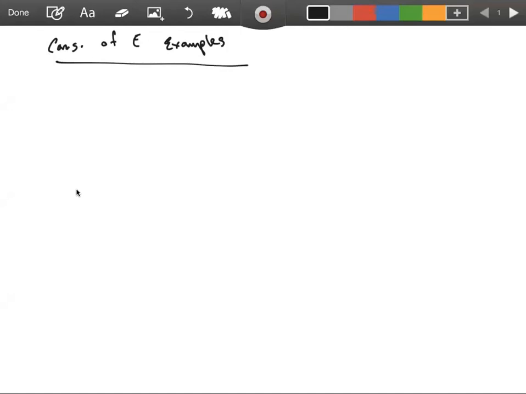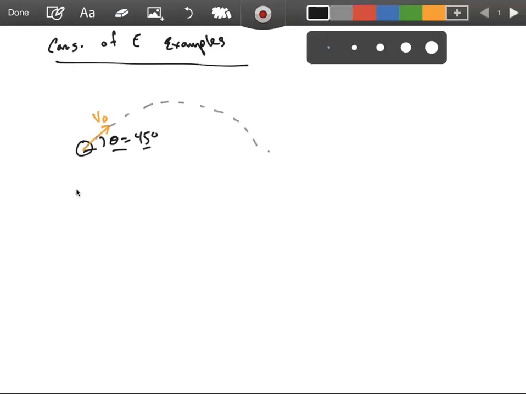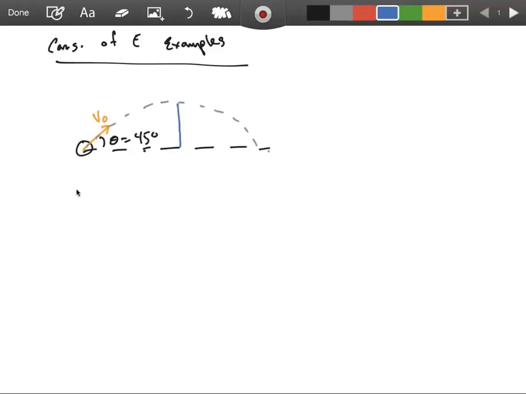So my first example says that we have a grasshopper. So here's going to be my grasshopper, my beautiful drawing of the grasshopper. It's going to start off with some initial velocity v0 at some angle theta, which is equal to 45 degrees relative to the horizontal. So in this case, he's going to jump, undergo projectile motion, and he's going to reach some maximum height. So at this point, his maximum height, called h max, is going to be equal to 1 meter.